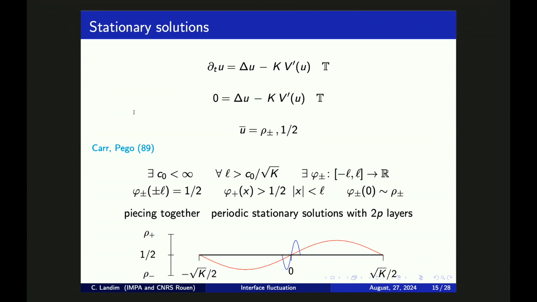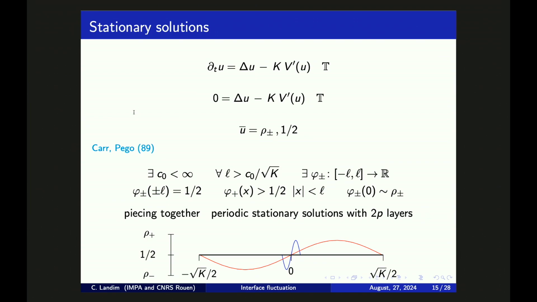is either strictly positive or strictly negative, larger than 1/2 or smaller than 1/2 in the whole interval, which at the boundary is exactly equal to 1/2, and which is very close to rho plus or rho minus at the origin. So you have these solutions, which are either positive or negative. And by piecing together these solutions, you can get solutions with as many layers as you want, provided that L is sufficiently large.